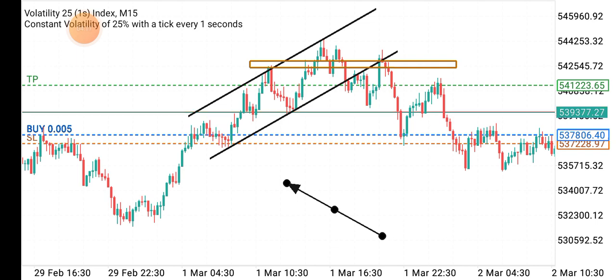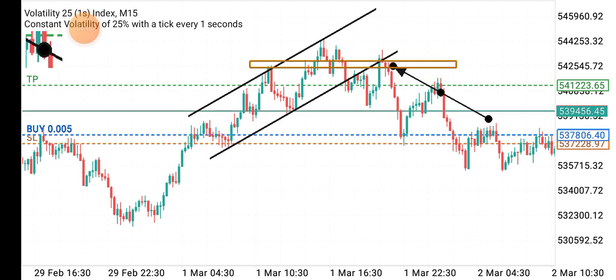You can place it right there, and you can see, after this retest, the market sold impulsively to the downside.